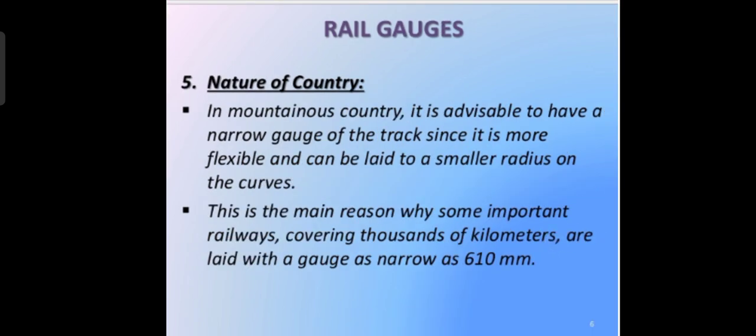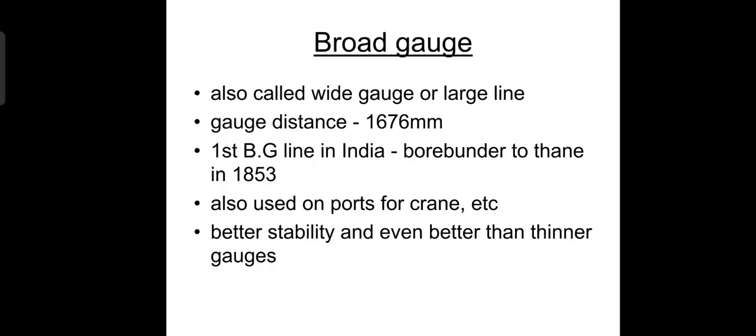Nature of country. In mountainous country, it is advisable to have a narrow gauge track since it is more flexible and can be laid to a smaller radius on the curves. This is the main reason why some important railways covering thousands of kilometers are laid with a gauge as narrow as 610 mm.